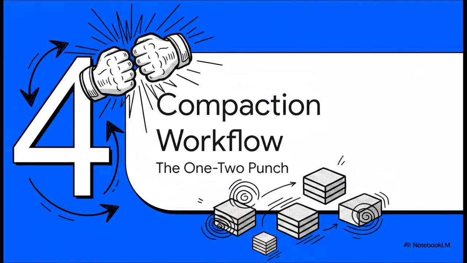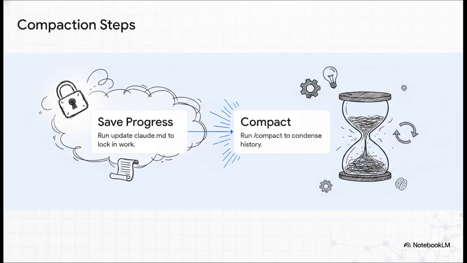All right, moving on to section 4, the compaction workflow. But look, having a memory file is really only half the battle. We need a solid 1-2 punch for daily system maintenance. So the absolute crucial point here is the strict sequence of these steps. Step 1. You run update claude.md to save your progress. You must always, always save your progress into that memory file first. Once your hard work is locked in safely, then you move to step 2.